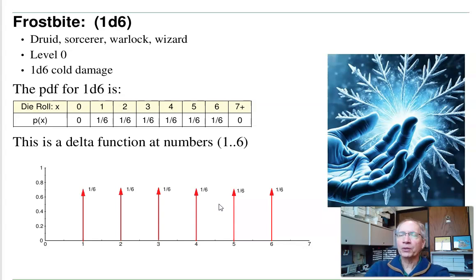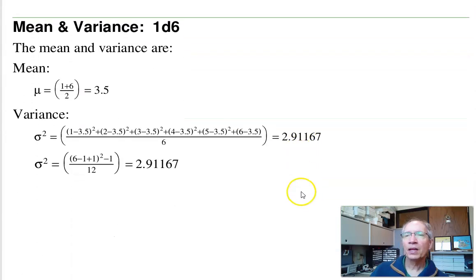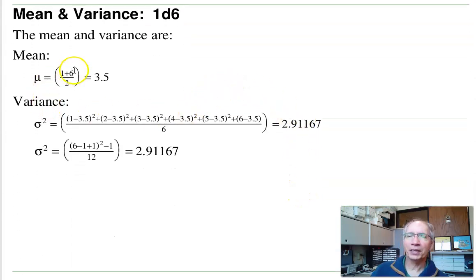Now the 0th level spell, Frostbite, is pretty easy. That's just a 6-sided die. The PDF is just a 1 in 6 chance of rolling the numbers 1 through 6. That's pretty much it. The mean and variance for a 6-sided die: the mean from the formula is 3.5. The variance is how far each number is from the mean, squared, times its probability. That winds up being 2.91667, or I can use the formula (6 minus 1 plus 1) squared minus 1, over 12, 35 over 12, which is 2.91667. Either way works.